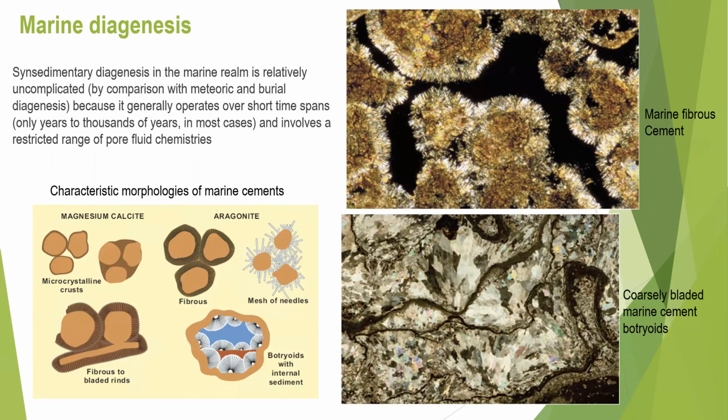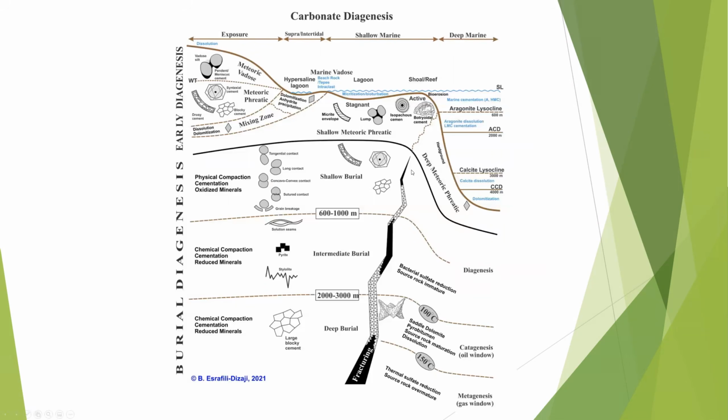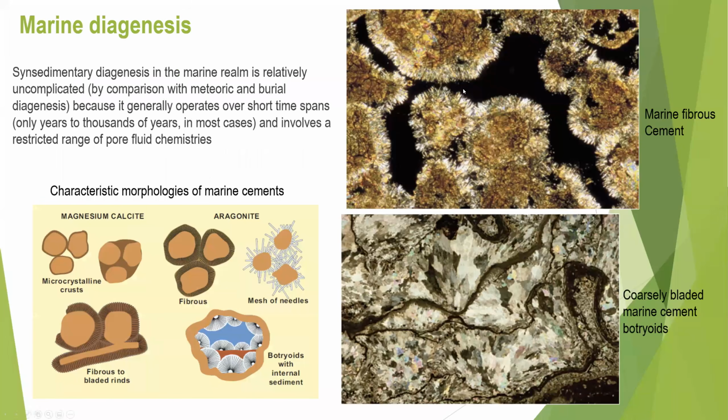For example, marine diagenesis. Let's look again at this figure. Marine diagenesis starts from here, exactly after the sediment is deposited, so it's a short period. And you can see different types of cement, for example fibrous cement, needle-type cement, or botryoidal cement. In this figure, you can see these types of cement.